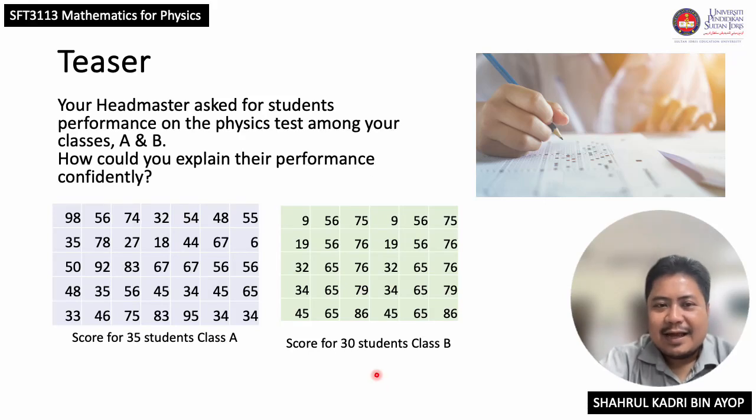Your headmaster asks for students' performance on the physics test among your classes A and B. So these are the scores for class A, and these are for class B. How could you explain their performance confidently in front of your headmaster? Which class is better? And how is the distribution of the marks among these two classes? Okay, so we will learn about it in this lesson.